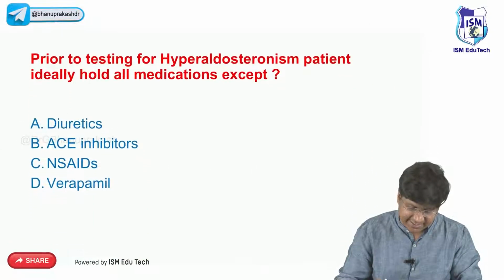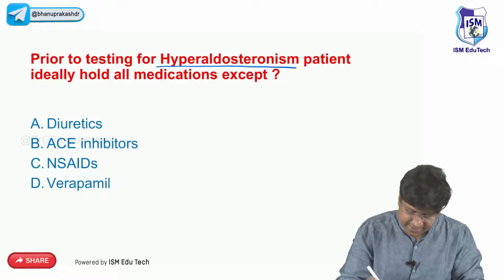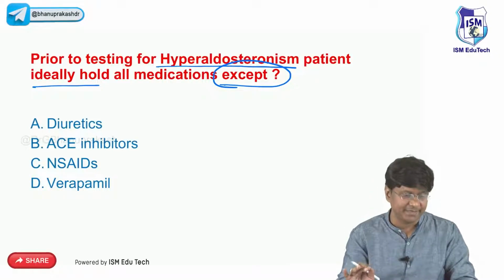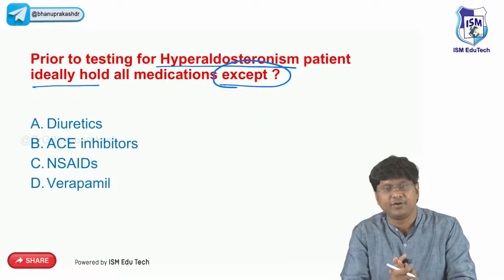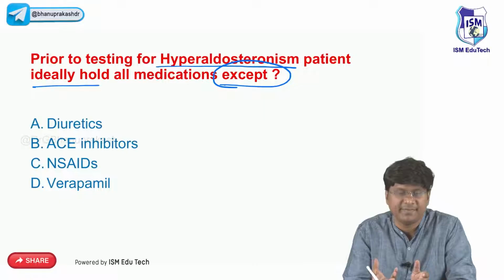Now, you see this clinical scenario. Prior to testing for hyperaldosteronism, the patient ideally needs to hold all the medications except diuretics, ACE inhibitors, NSAIDs, and verapamil. See, the aldosterone escape phenomenon, what exactly is this? In patients with Conn syndrome, or in patients with hyperaldosteronism, there is increased sodium and water retention.